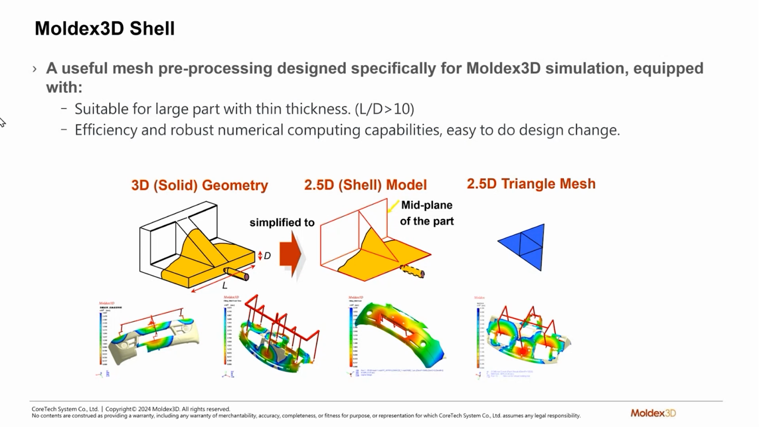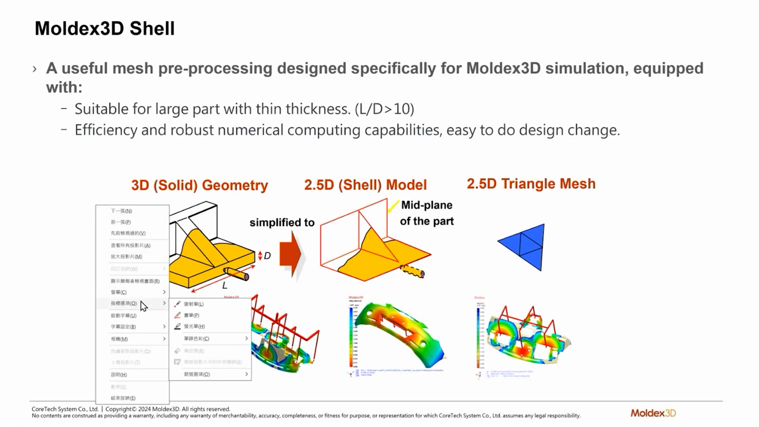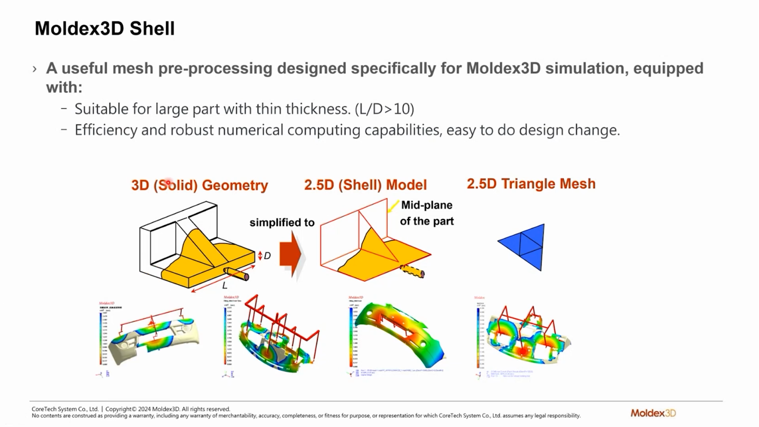Like in the figure below, you can see that the 3D solid geometry can be simplified to a 2.5 dimension shell model with the mid-plane of the part. And we think this kind of application is useful for some users who need large parts, like automotive suppliers, for example.